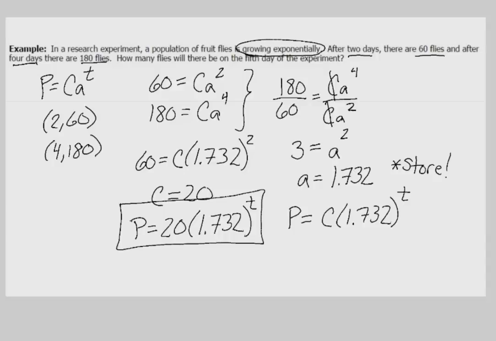If I want to determine how many flies there will be on the 5th day of the experiment, I simply plug in 5. P is equal to 20 times 1.732 raised to the 5th. And again, I will use the value A stored in my calculator to get 311.769 flies.